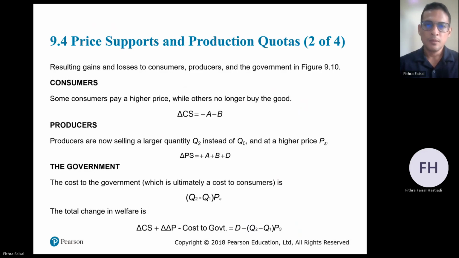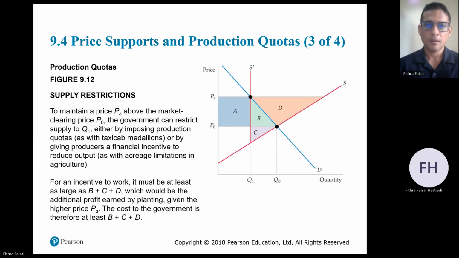Okay, what else? Production quotas, supply restriction. This is another variation of how to incentivize the producers. In order to incentivize the producers, remember you need to set the price above P0. But here the government is trying to do the price setting strategy by restriction.